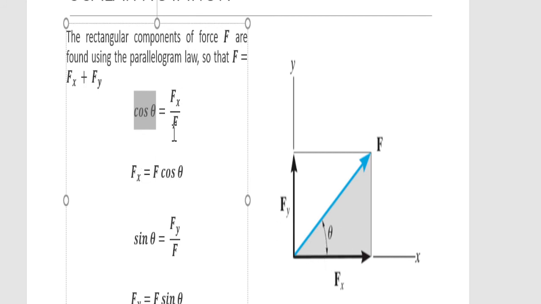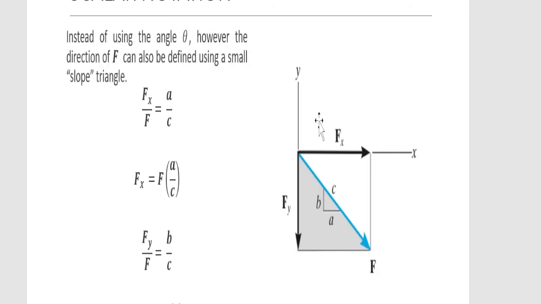So Fx, cross multiply, we will get Fx equals F times cos theta. And by using sin theta, if you are going to find the vertical component, this one is perpendicular. By using the trigonometric law again, sin theta is equal to perpendicular divided by hypotenuse. So here perpendicular is Fy, and hypotenuse is F. So cross multiply, you will get the vertical component as well, Fy, that will be equal to F sin theta.